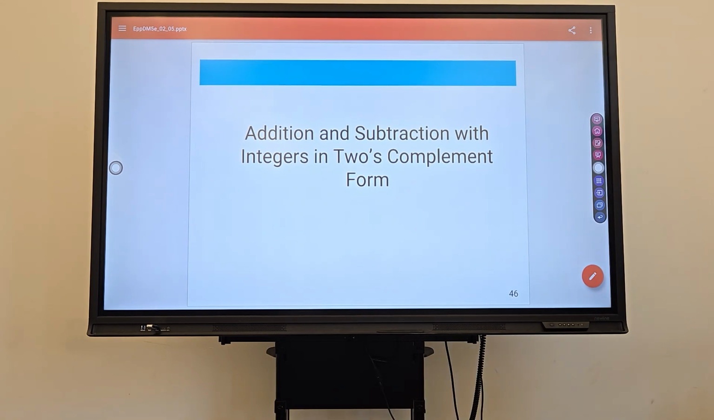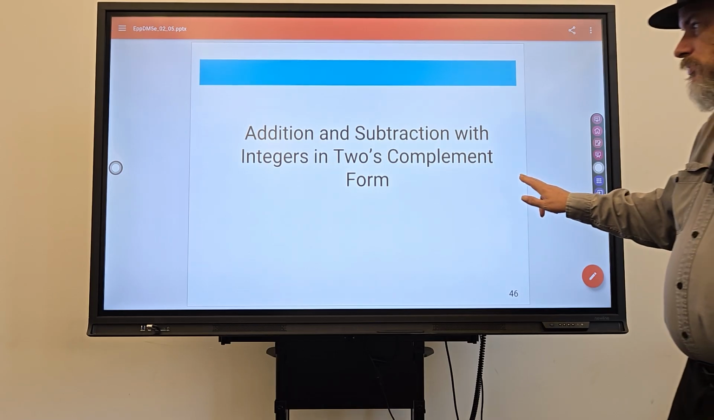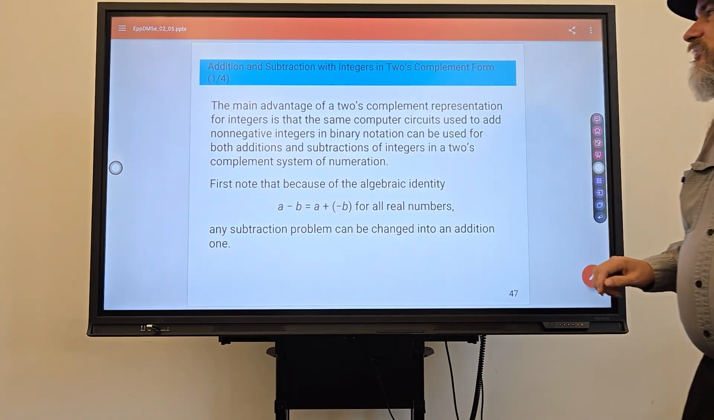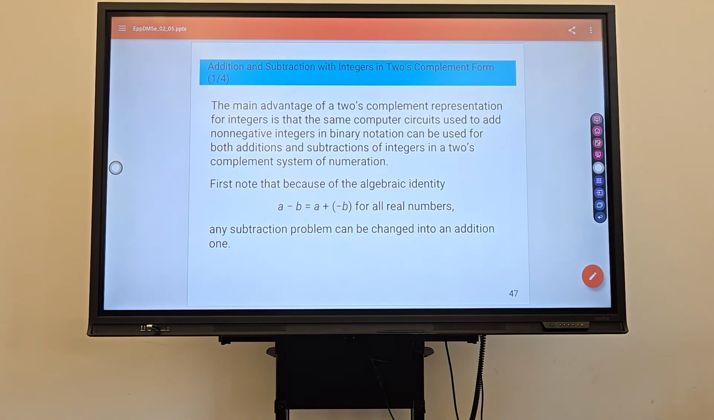Addition and subtraction with integers in 2's complement form. This is the easy part. The main advantage of a 2's complement representation for integers is that the same computer circuits used to add non-negative integers in binary notation can be used for both additions and subtractions of integers in a 2's complement system of numeration. First, note that because of the algebraic identity a minus b equals a plus negative b for all real numbers, any subtraction problem can be changed into an addition one.